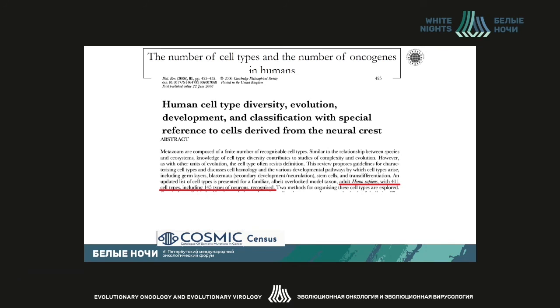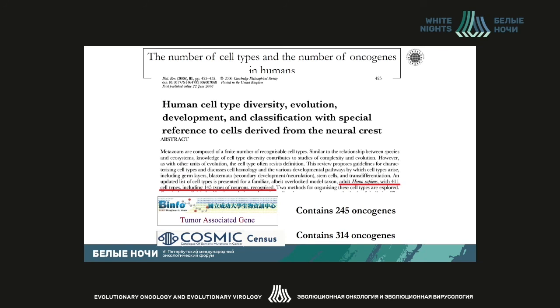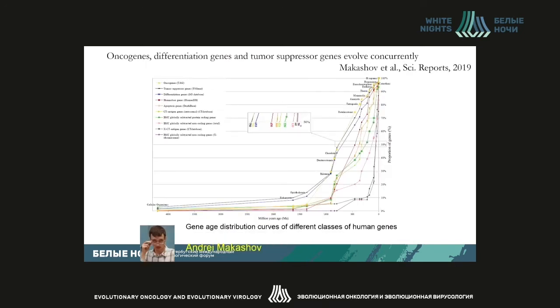It turns out that in this meta-analysis, more than 400 types of different human cells can be described. And a great number of oncogenes were described in different databases. Approximately a similar number of oncogenes were described in humans. That was the first prediction, and we predicted next that oncogenes should evolve parallel to the differentiation genes.